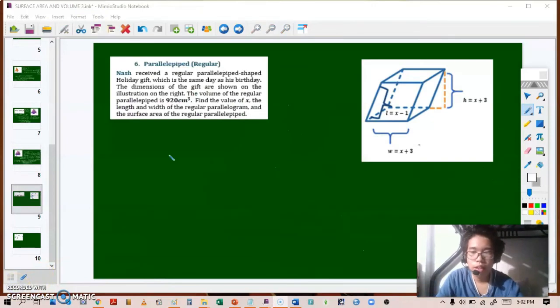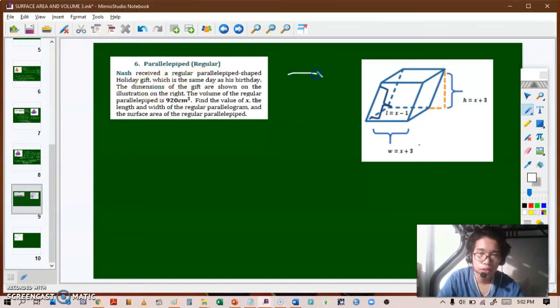Okay, so next we have a parallelepiped problem, a solid figure problem. We need to find the volume and the surface area. Nash received a regular parallelepiped-shaped holiday gift, so it's given here in the image. The dimensions of the gift are shown in the illustration on the right.